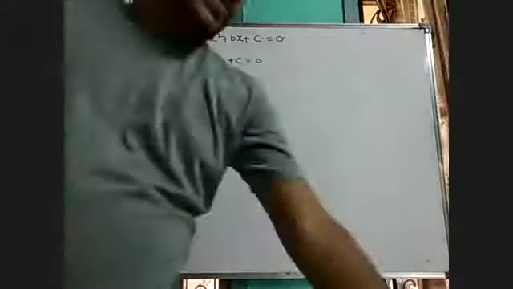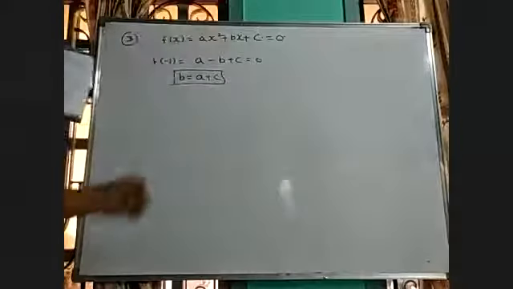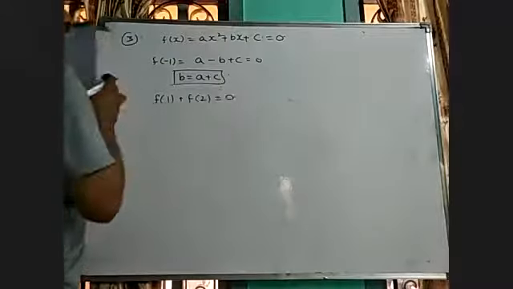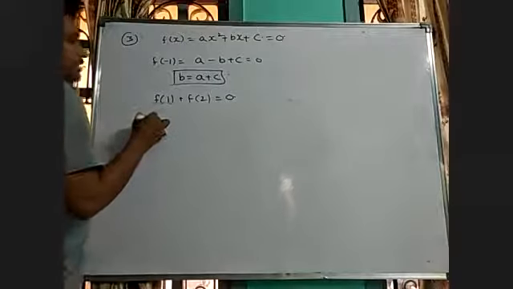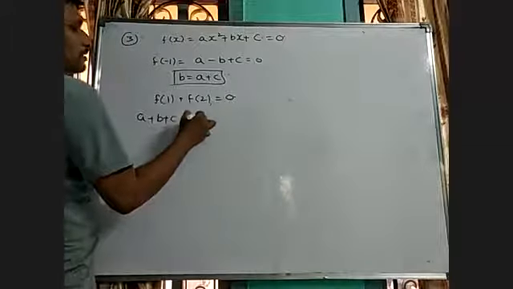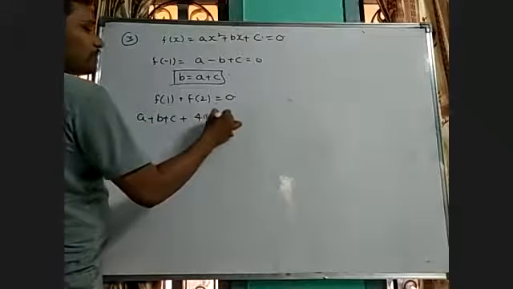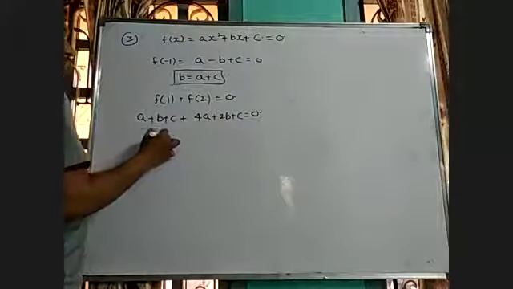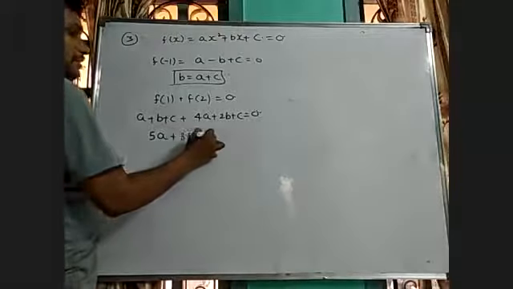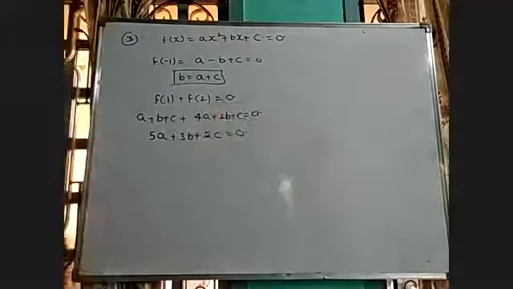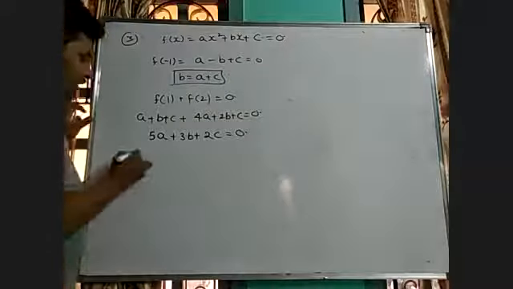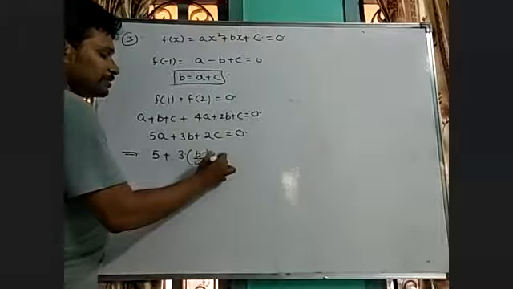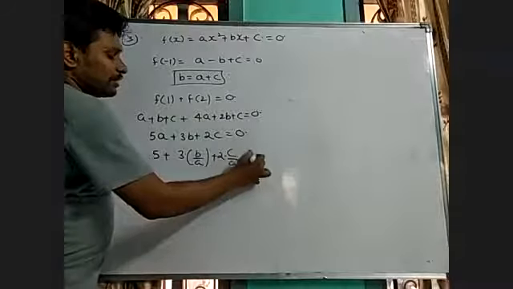Next, what do they give in this question? f of 1 plus f of 2 is equal to 0. f of 1 means what we get? a plus b plus c. Next, f of 2 means what we get? 4a plus 2b plus c equals 0. From this, what do we write? 5a plus 3b plus 2c equals 0. Here, I am taking a common. What we get? 5 plus 3 into b by a plus 2 into c by a equals 0.